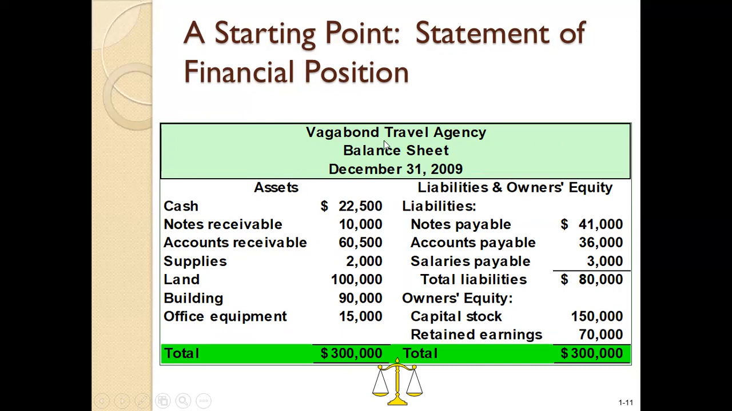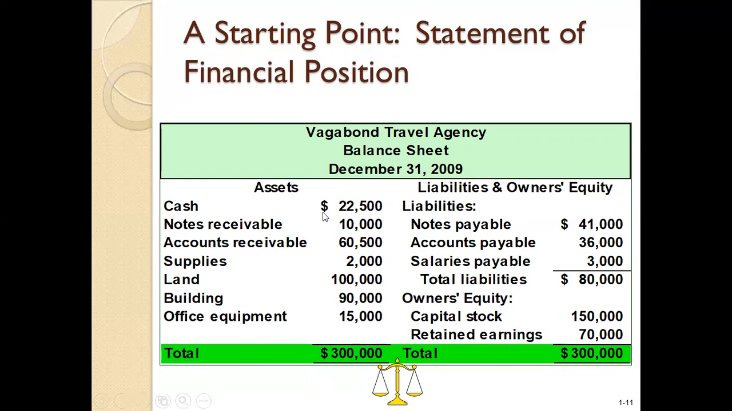So for Vagabond Travel Agency, this is telling you what are the assets, liabilities, and owner's equity of this business on the date December 31st, 2009. On this particular date, this is the situation of the business. Now, over here, you can also see that the asset side total actually is equal to the total that is coming from the liability and owner's equity side. So a balance sheet, as the name suggests, should always balance.